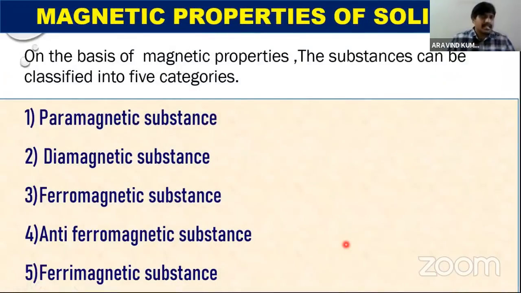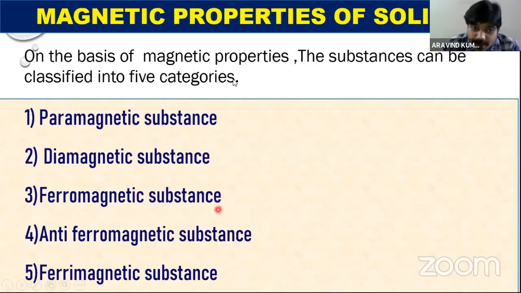Next one. Children, very, very important, magnetic properties of the solids. On the basis of magnetic properties, the substances are divided into 5 categories. Children, you already know magnetic properties which you have studied in your previous classes are only 3. What are the 3? Paramagnetic substances, diamagnetic substances, ferromagnetic substances, antiferromagnetic substances, ferrimagnetic substances.